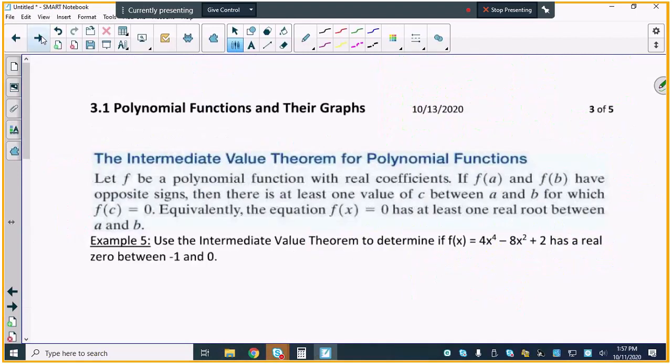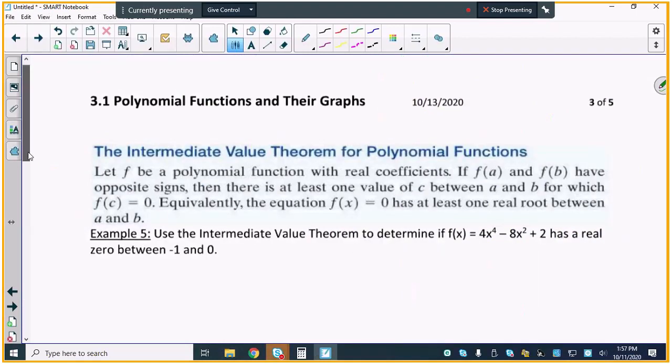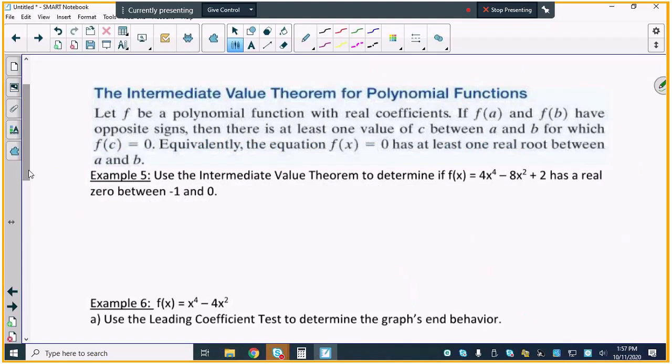All right. In our next example, we will talk about a theorem which is called the intermediate value theorem. In fact, we are talking about this for the polynomial function, but it is true for any continuous function where the graph is continuous. It doesn't even have to be smooth. If f is a polynomial function with real coefficients and f of a and f of b have opposite signs, then there exists at least one value c between a and b for which f of c is equal to 0. Equivalently, the equation f of x equals 0 has at least one real solution.